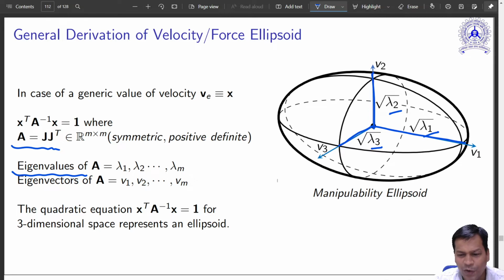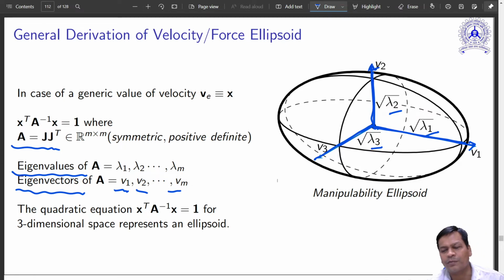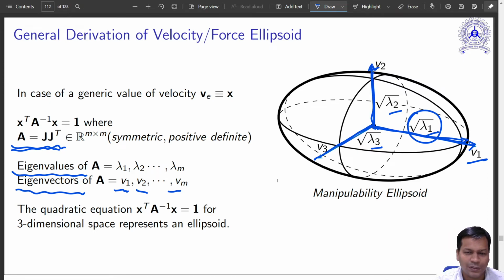Now, what are the eigenvectors of this? These are the vectors which give the direction of the axes of this ellipsoid. So this is so interesting that you came up with an expression which clearly tells you the direction and the magnitude, the direction where you can apply forces with a particular magnitude. Okay, so now you have two things.